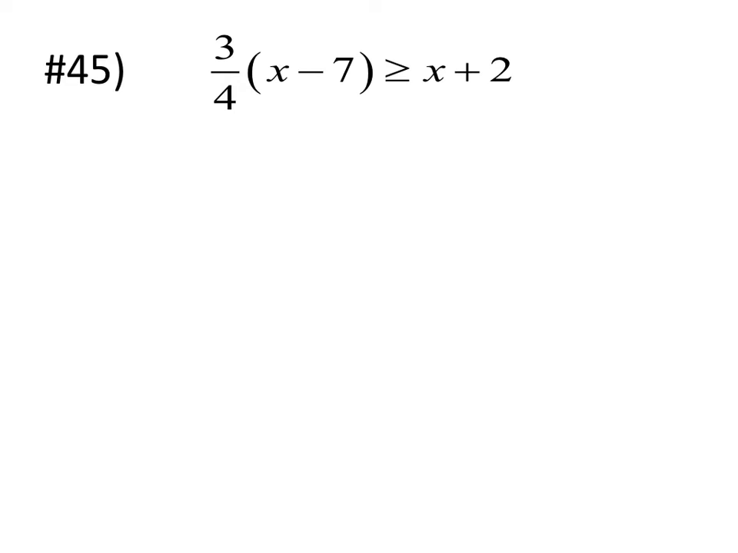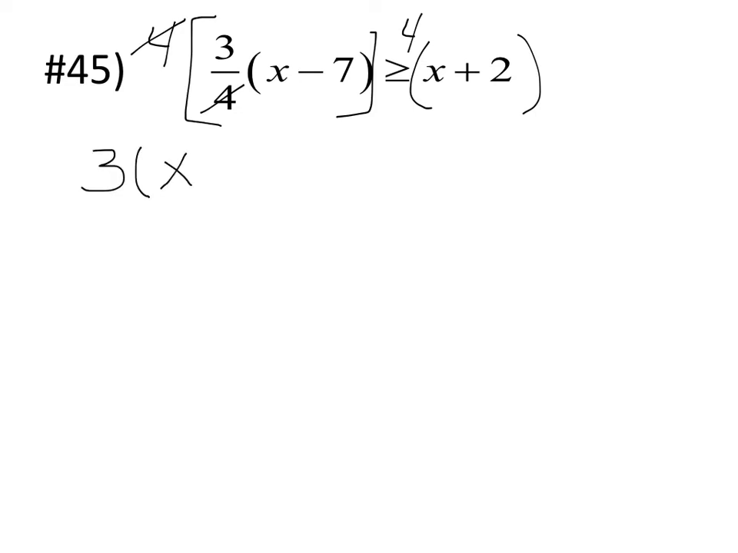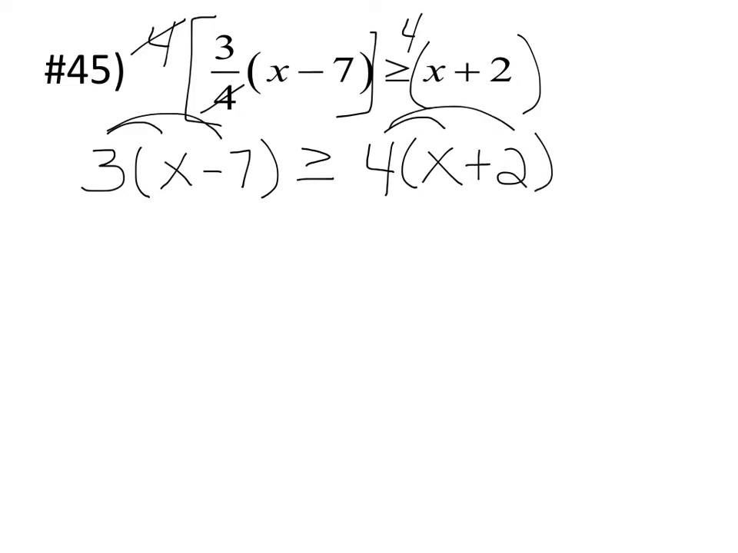Alright, we want to go ahead and get rid of this fraction here. So remember, you want to multiply 4 by both sides, but you need to make sure to put both sides in parentheses. This 4 and this 4 cancel. So on the left, you're left with 3 times x minus 7 is greater than or equal to, and on the right, you're left with 4 times x plus 2. Go ahead and distribute the 3. Go ahead and distribute the 4. Leaving 3x minus 21 is greater than or equal to 4x plus 8.